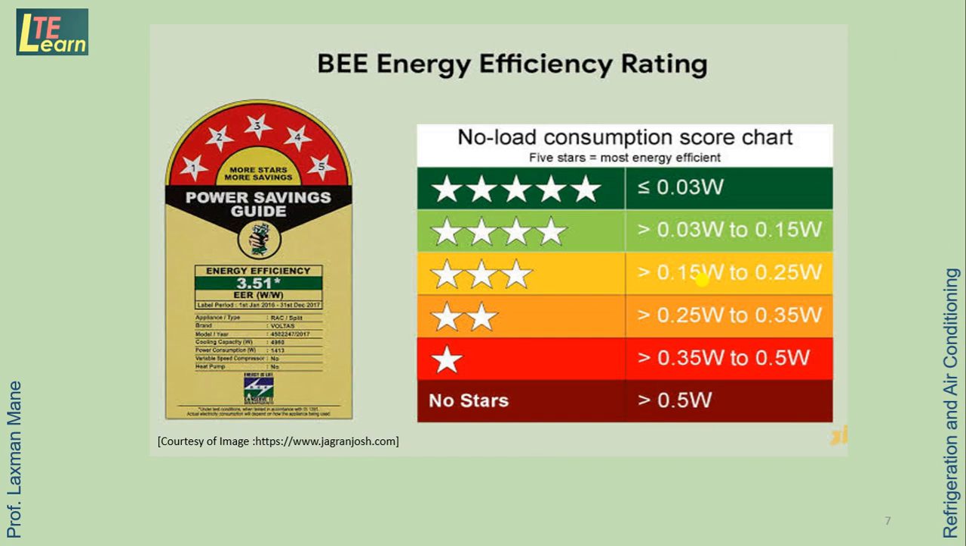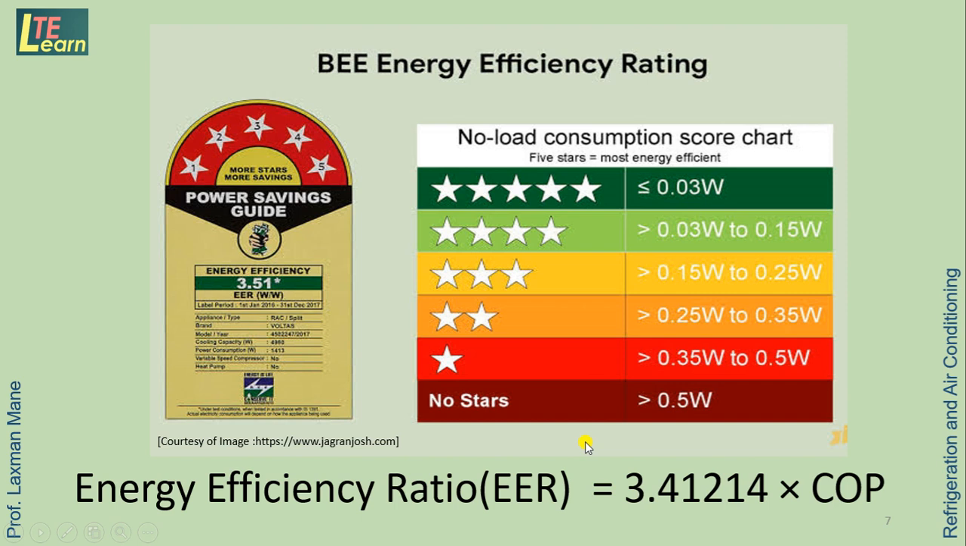By the Bureau of Energy Efficiency, it is expressed in the form of stars. Here, as per the star, consumption is given. From this image, we can learn that a higher number of stars means lower energy consumption. Energy efficiency ratio EER can be calculated with one more formula, that is 3.41214 multiplied by coefficient of performance.